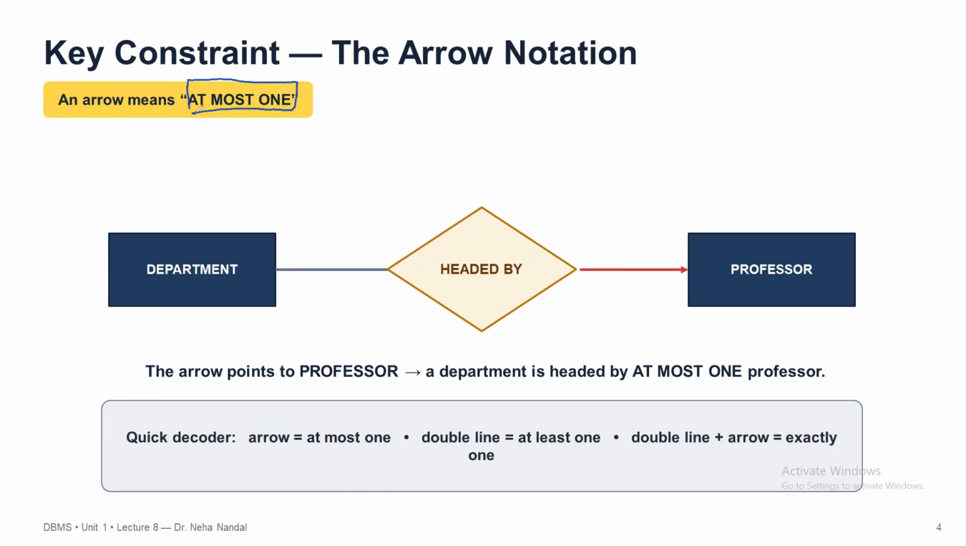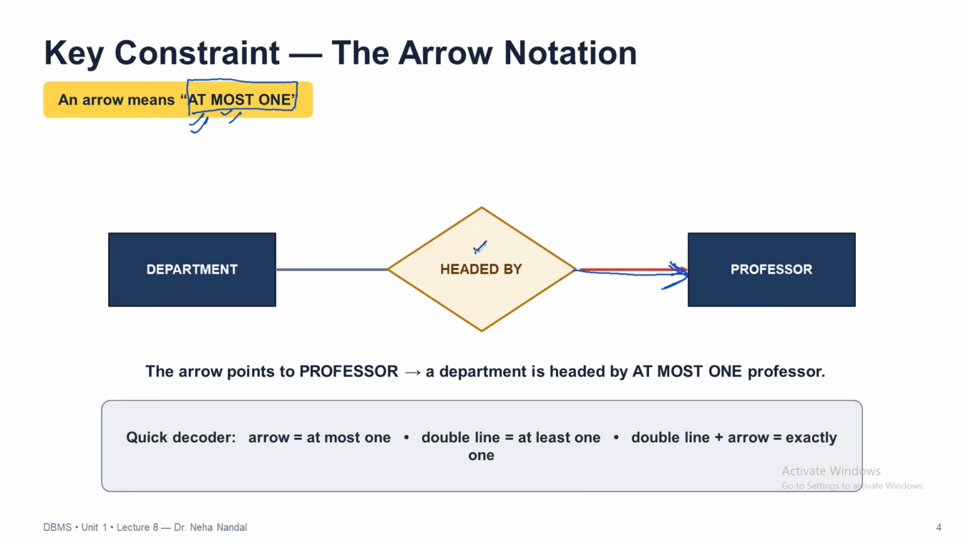Please make a note of this. Whenever you think of this part, we have to represent it with an arrow notation. So department is headed by some professor. Can one department have two heads? No. So we draw an arrow pointing to the professor. At most one, maximum it can be only one.